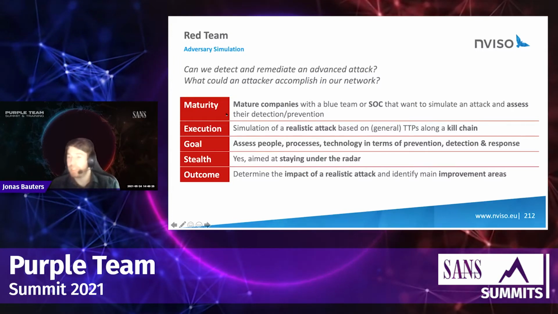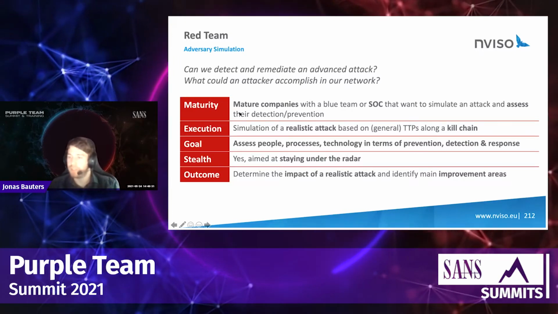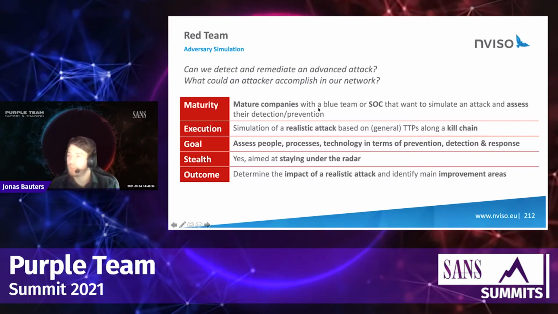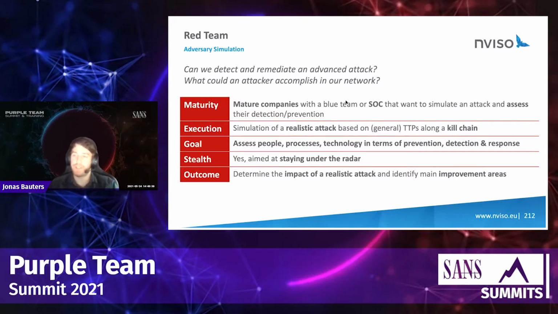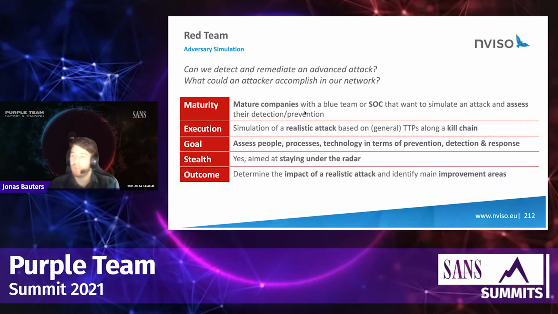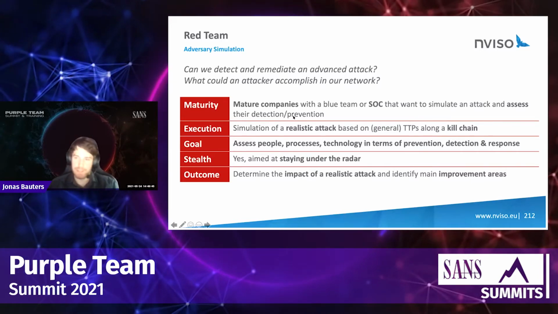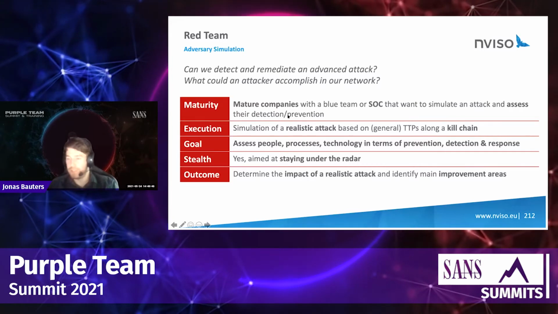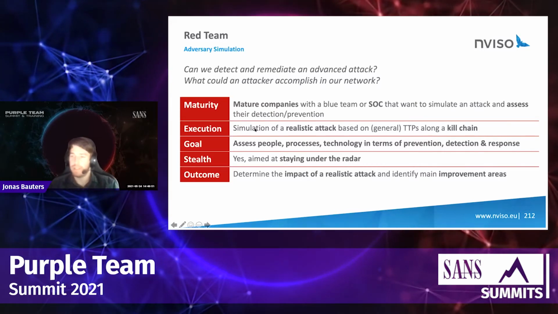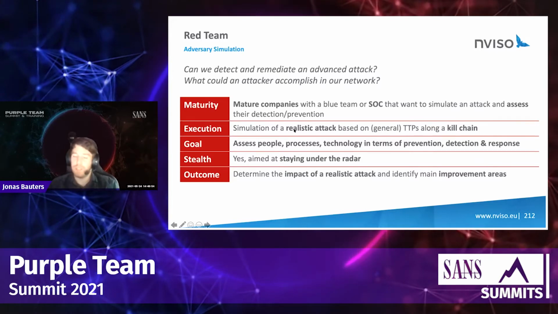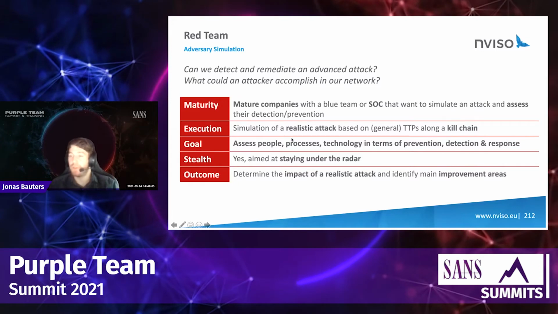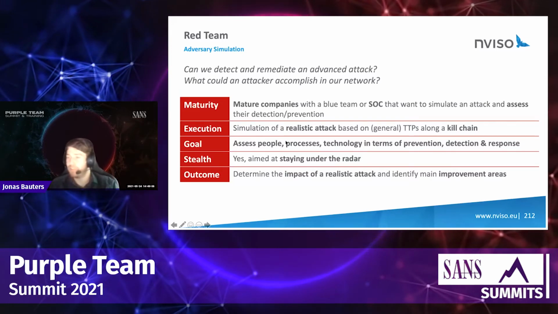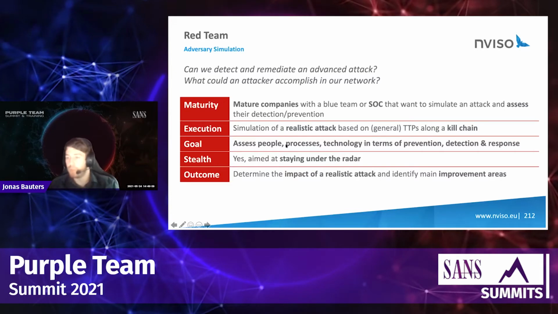So this type of exercise is aimed at more mature companies that definitely have a blue team in place or a SOC, who then want to assess whether or not the SOC can detect or prevent this type of attack, with prevention more aimed at the engineers and the other teams. So in terms of execution, this is a realistic attack simulation based on TTPs, tactics, techniques, and procedures along a kill chain. In terms of goal, this is validating the entire spectrum, all of the aspects of the company. So people, processes, and technology.